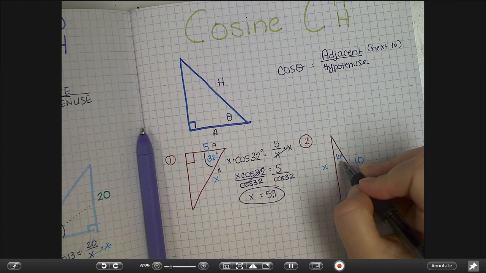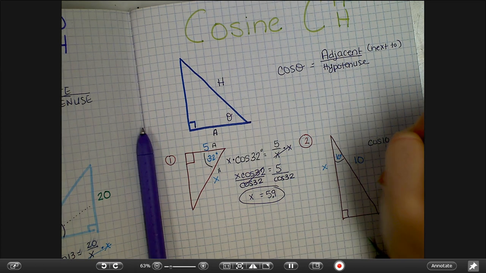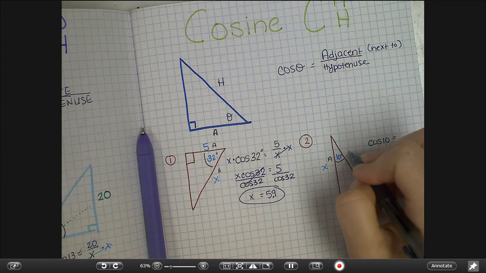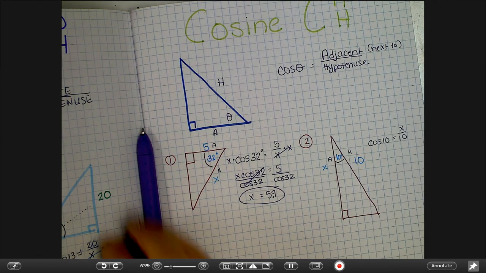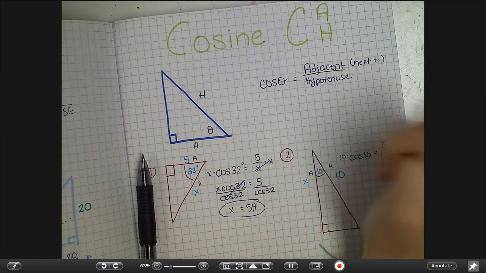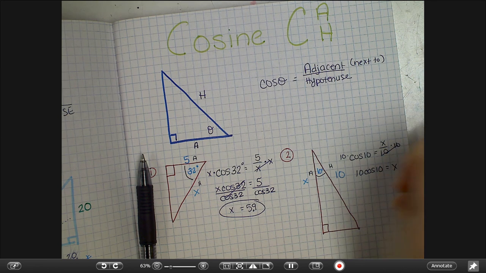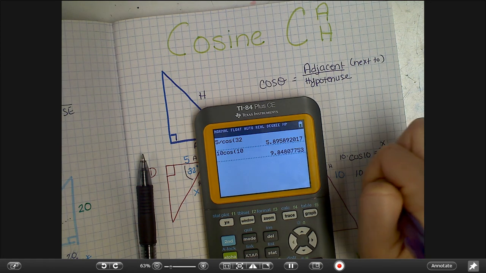All right, number 2. Here's our angle. So we're going to be finding the cosine of 10 degrees. Our adjacent side is right next to it, and the hypotenuse is on the other side. So we do x over 10, adjacent over hypotenuse. We're going to multiply both sides by the denominator. So we have 10 times cosine 10 equals x. Take out your calculator, 10 cosine 10. X is approximately 9.8 units long.